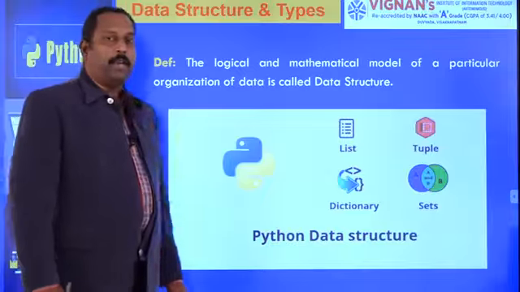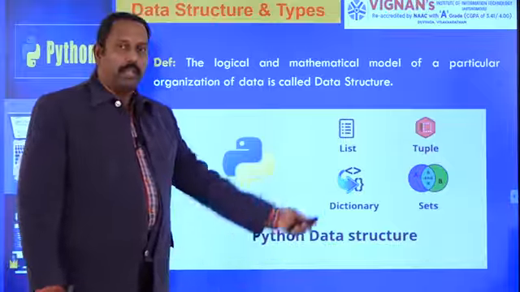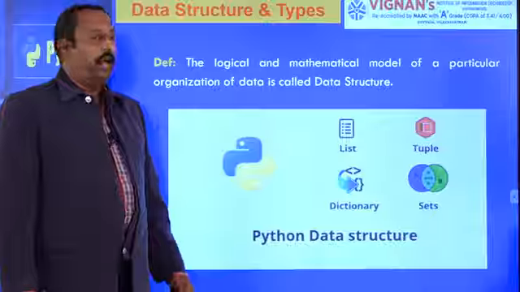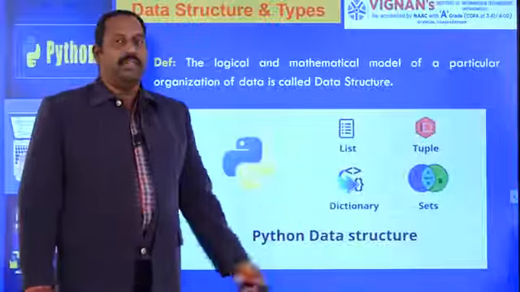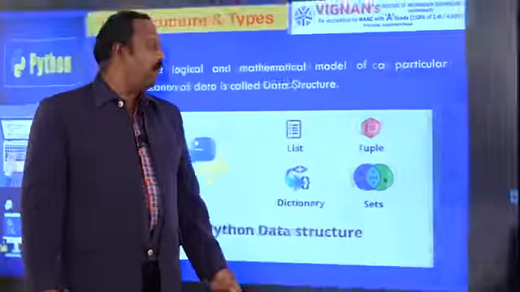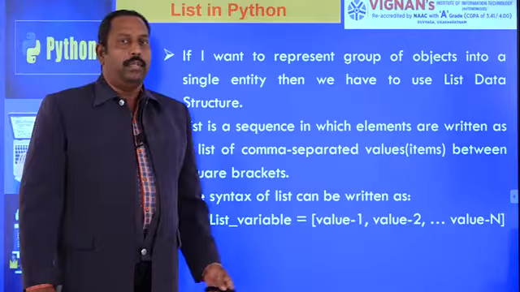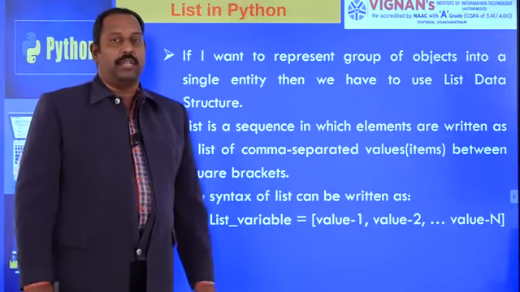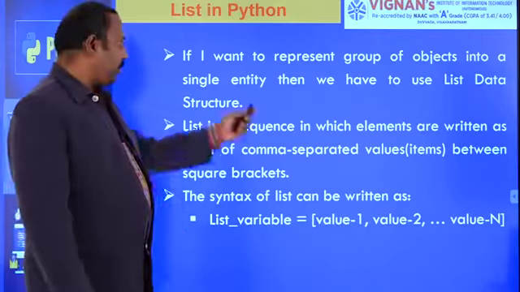When coming to the different types of data structures in Python, one is the list data structure, another is the tuple data structure, the third is the dictionary, and the fourth is the set data structure. These are the 4 different types of data structures available in Python. Now first we are going to talk about the list data structure.